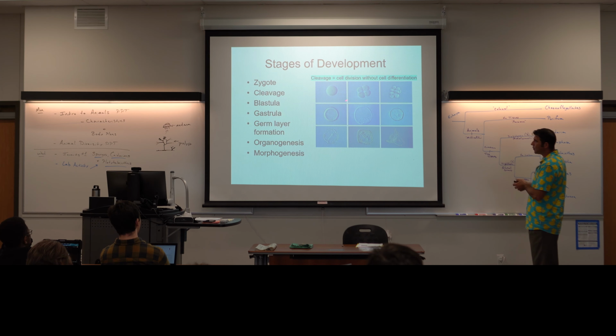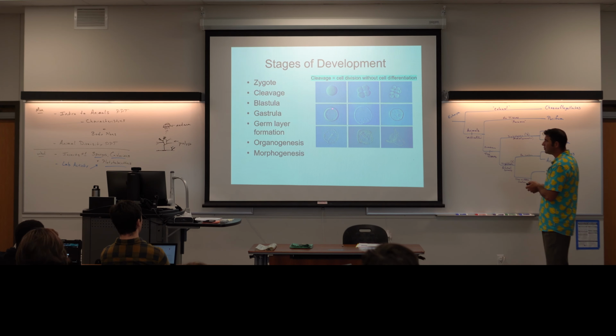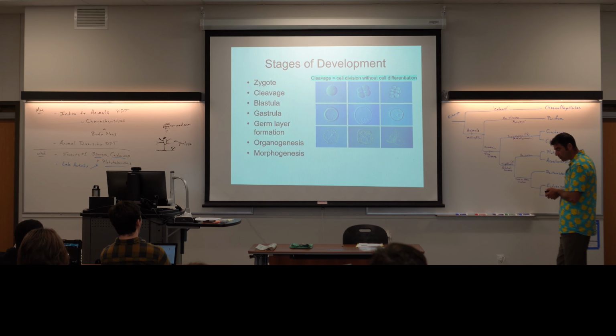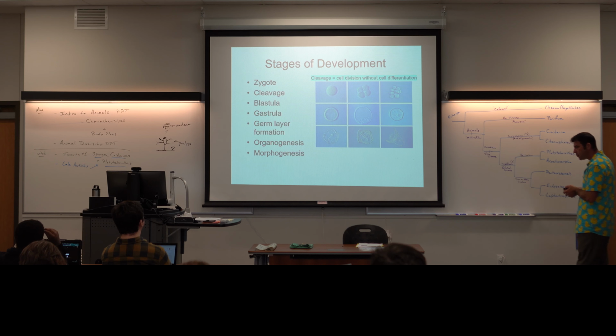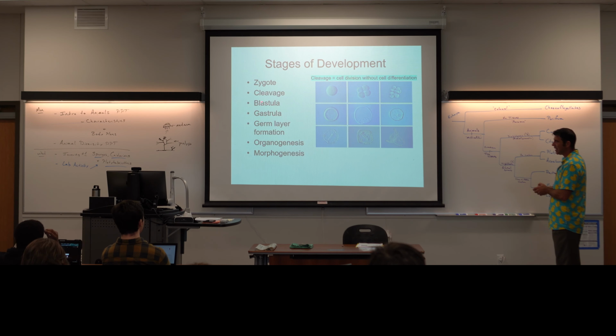So we're going down the list. We've got our zygote. The process that takes us from a zygote to a blastula is the process of cleavage. We get cell division without any cell differentiation. Cells have not yet started to specialize. But that changes after we pass this blastula stage.